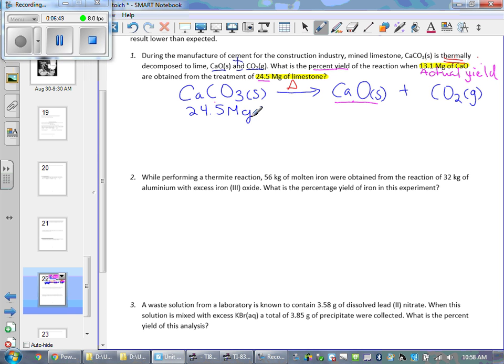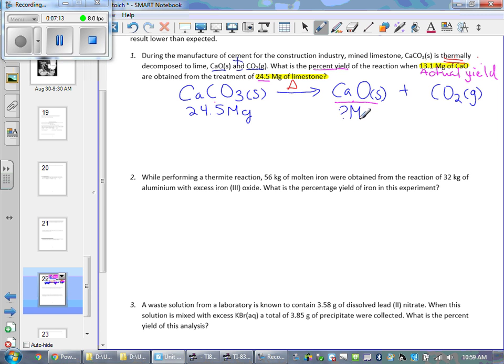So what are we trying to figure out before that? We need the theoretical yield. So where are we putting our question mark? Under the CaO. So what else do we need to do these stoich calculations? Don't you want it in grams, not megagrams? Let's do it in megagrams.